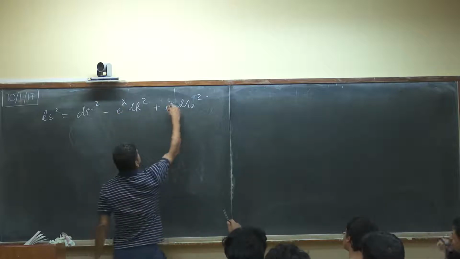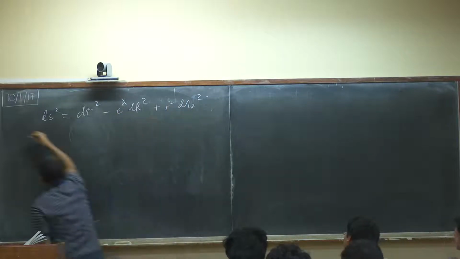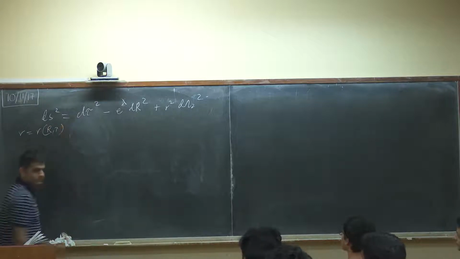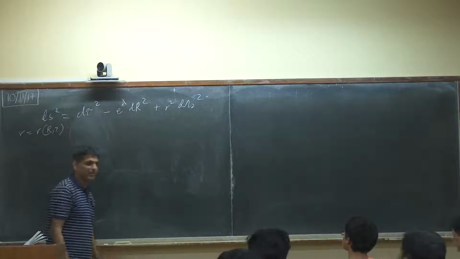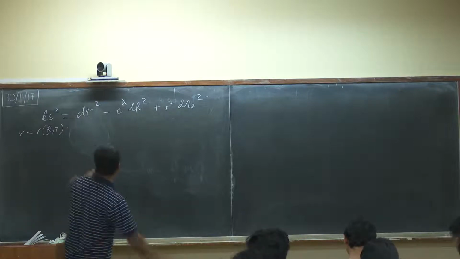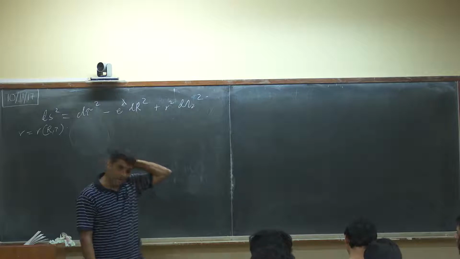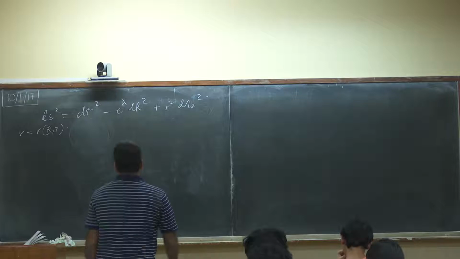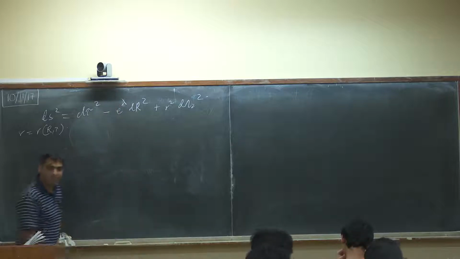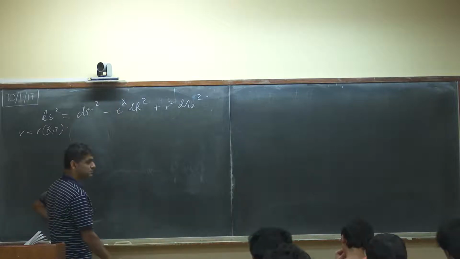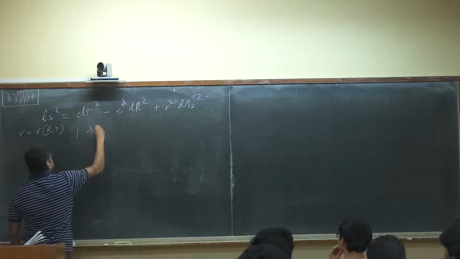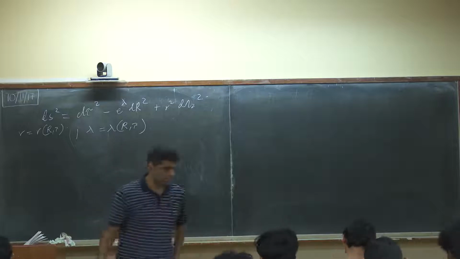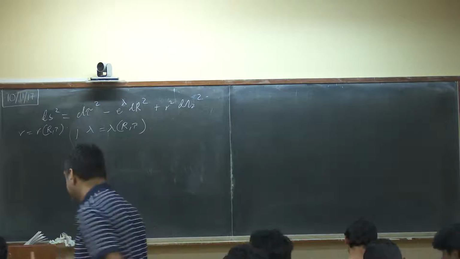Capital R is not the same as little r. Little r is equal to some unknown function of capital R and tau. That was what was our e to the power w bar. We just changed notation to bring this down. It also emphasizes the physical meaning of this little r. Lambda is whatever it is, and lambda is also a function of capital R and tau.